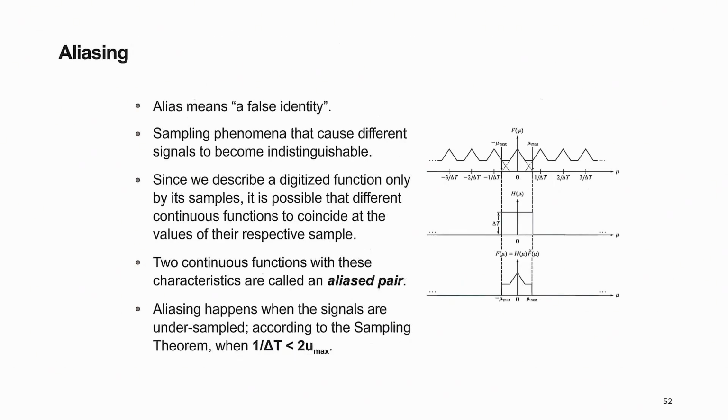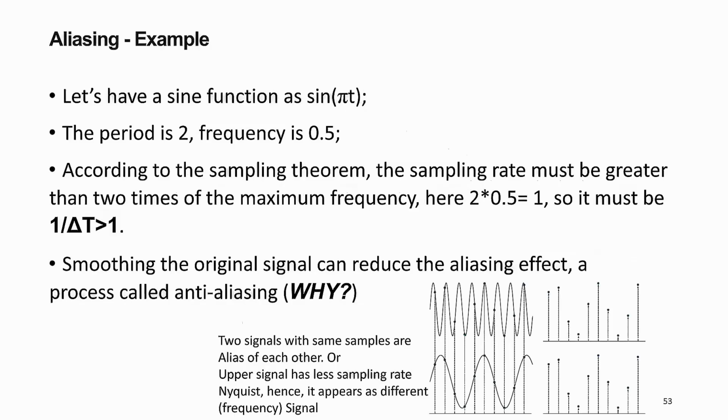So again, the question is, if we don't do the Nyquist, if we sample at less than the Nyquist frequency, we get what? Aliasing. What is aliasing? A false identity. Okay, so what do we mean by a false identity?